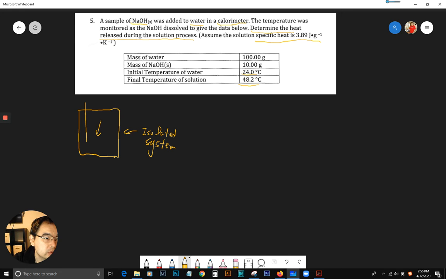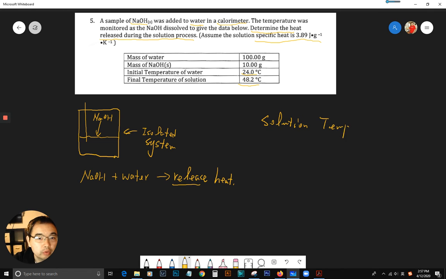Okay, so we have sodium hydroxide, put it into the water. And what happened? The sodium hydroxide will release heat, will generate heat. When it reacts with water, it will release heat. Once it has released the heat, what happened? The solution, the temperature will increase.